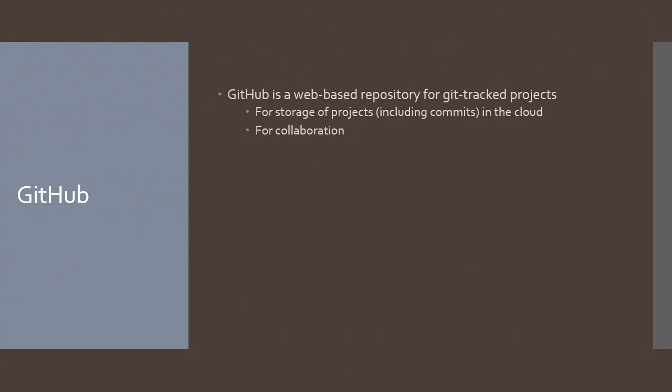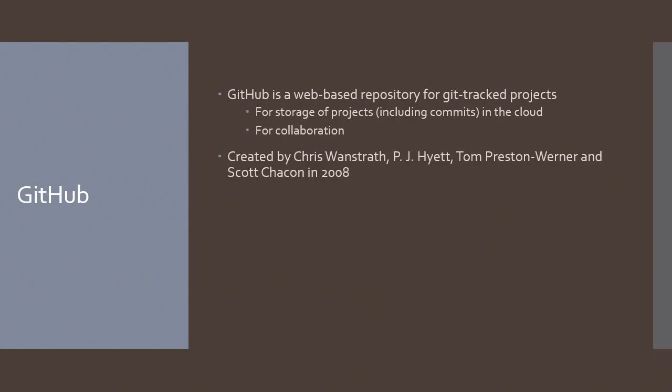So when you think of GitHub, you can think of those web-based systems I referred to earlier, like Dropbox, Box, Microsoft OneDrive, Google Drive. Those are all web-based repositories. The difference is that GitHub is a cloud-based storage like those others, but specifically for Git-tracked projects so that you can see specific changes from commit to commit to commit. It was created by Chris Wansworth, PJ Hyatt, Tom Preston Werner and Scott Chaikin in 2008.